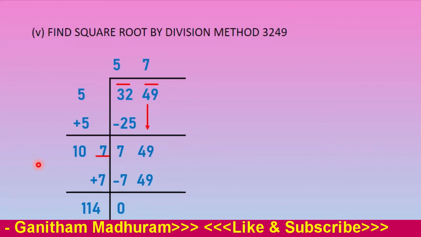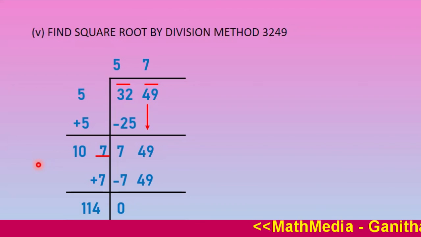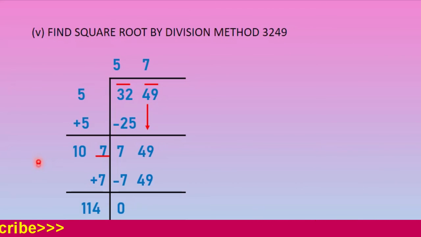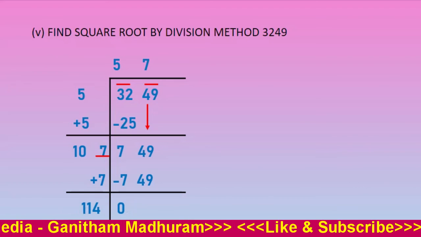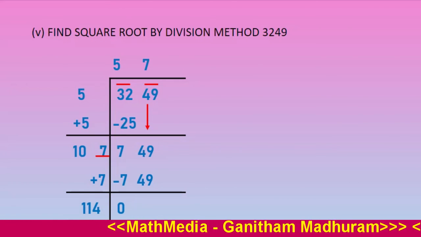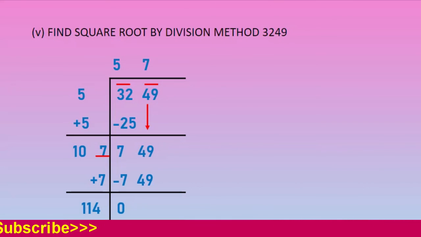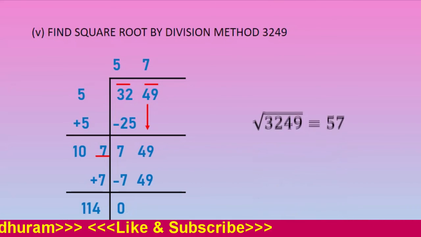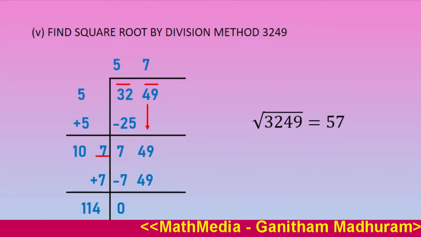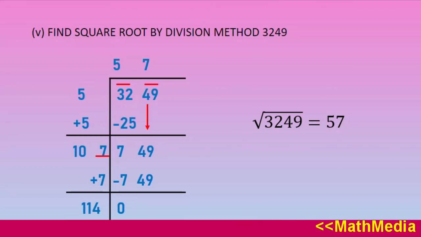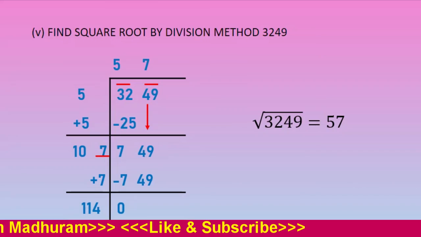Now we can check whether the square root we found is correct or not. How to check? You multiply the quotient by 2, you are getting the final answer in the divisor. Your answer will be correct. 57 2s are 114. Therefore, square root of 3249 equal to 57. Hope that you understood it well.